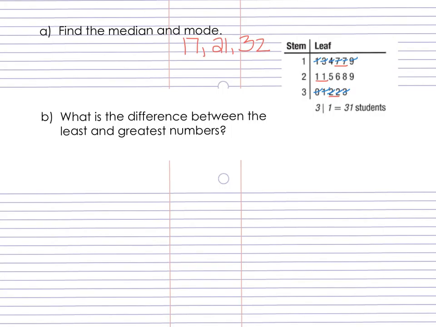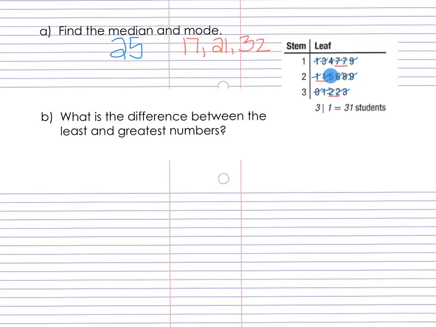I finished this row and now I'm crossing off my biggest number, so I go to the end of it. I need to find my next smallest, so I go to the beginning of the row. And we end up with that 5 in the middle. Again, it's not just 5 because you have to put the stem back on it. So our median is 25.